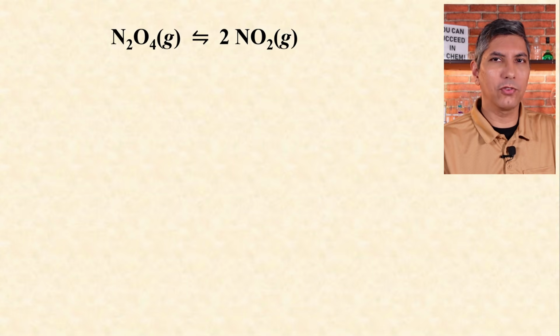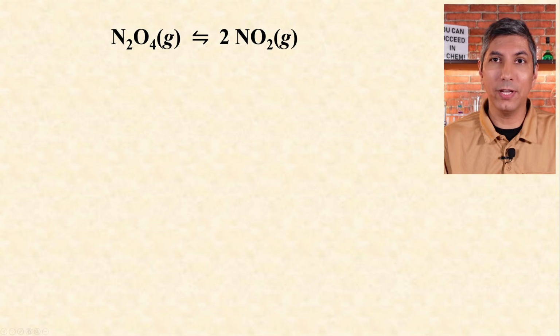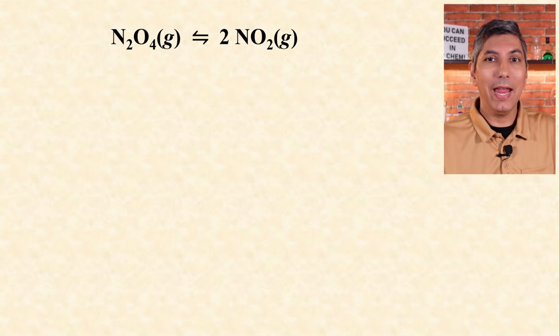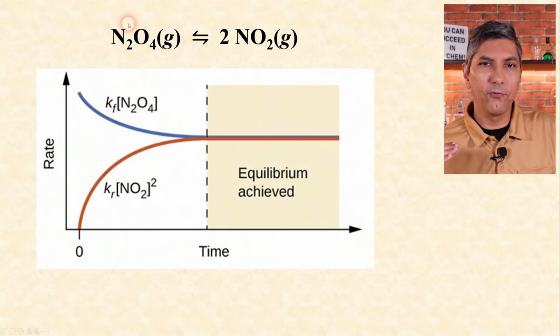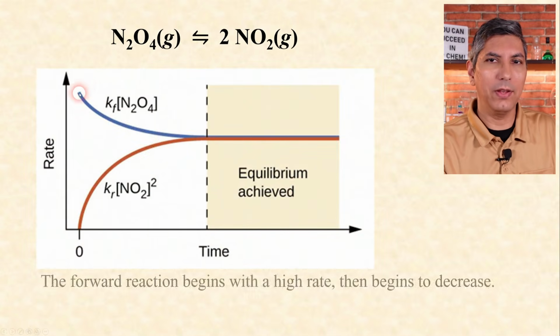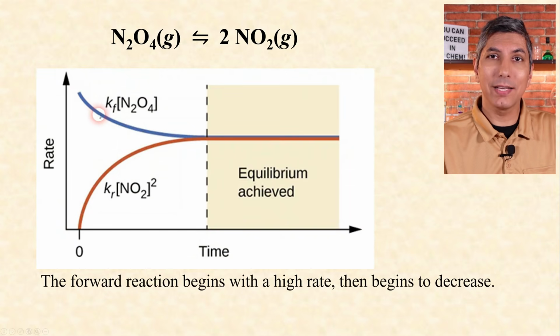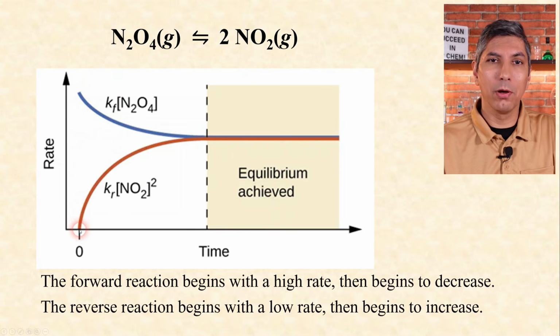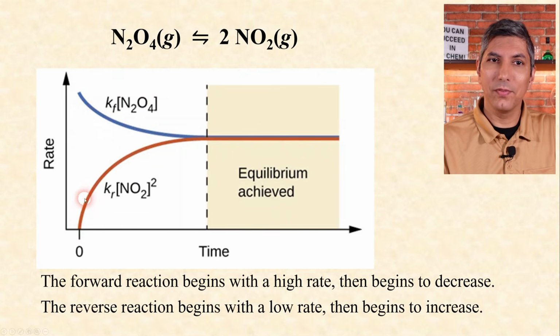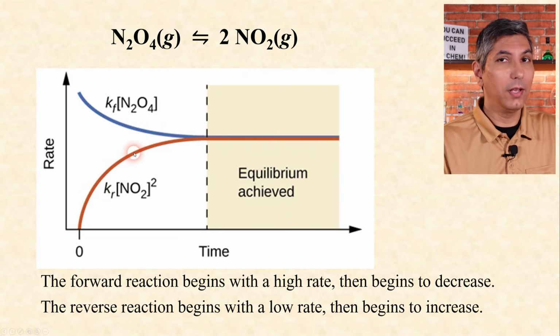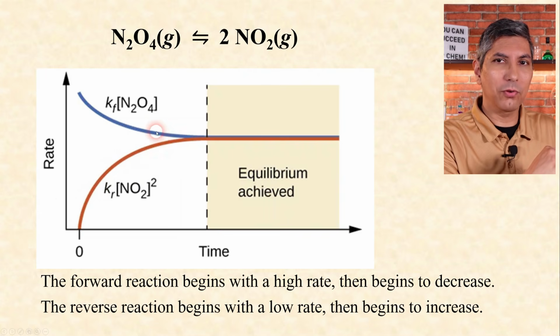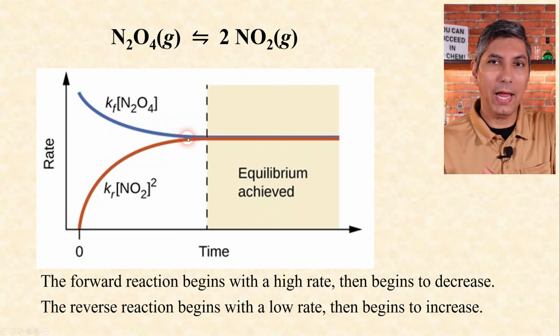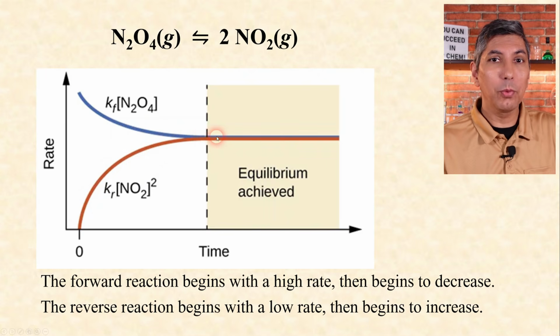Let's take this reaction where N2O4 decomposes into 2 molecules of nitrogen dioxide gas. At the beginning of the reaction, the forward reaction has a very high rate and it slowly decreases as the reaction progresses. The reverse reaction starts with a rate of 0 and slowly gets faster as the reaction progresses. Eventually, the forward reaction rate is equal to the reverse reaction rate. And when that happens, we say the reaction has achieved equilibrium.